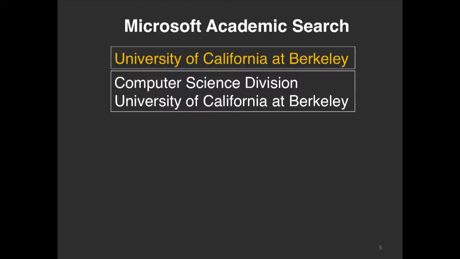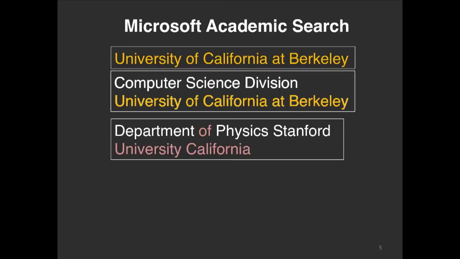We said that if one string is contained in another string, they likely refer to the same institution, such as University of California at Berkeley and Computer Science Division, University of California at Berkeley. But very quickly, this broke down. We got something like this: Department of Physics, Stanford, University of California. University of California is actually contained in this string.